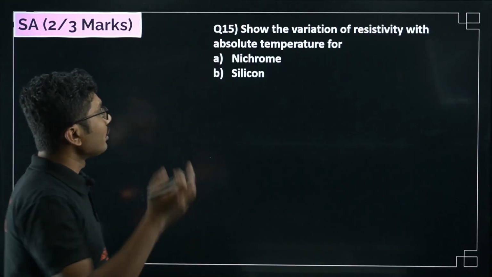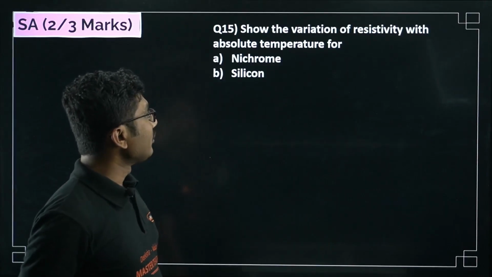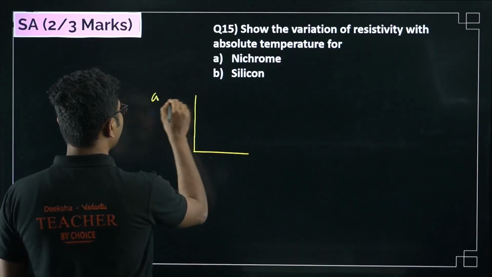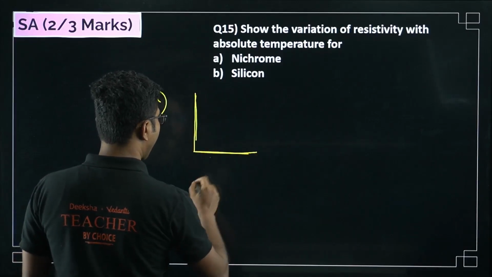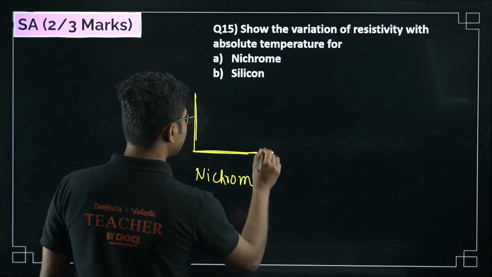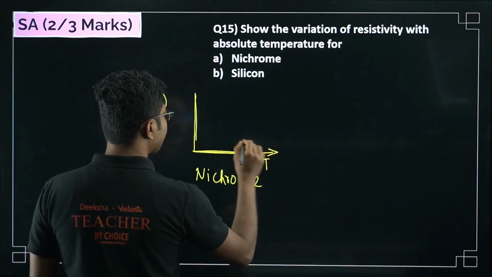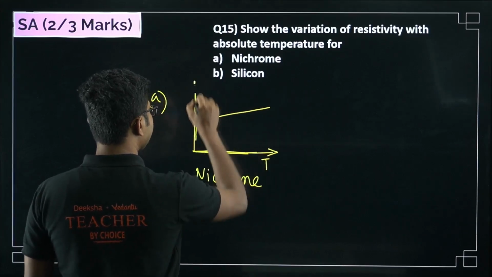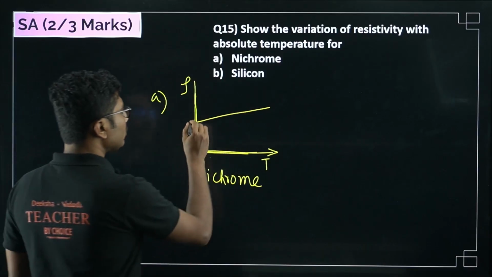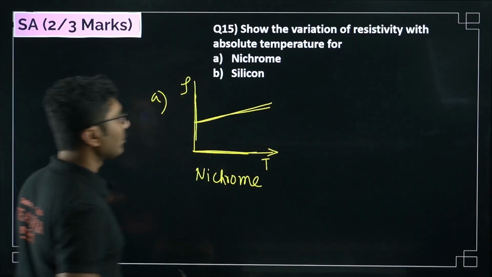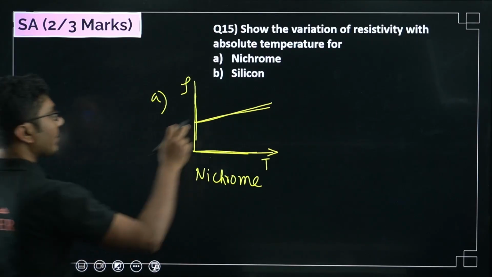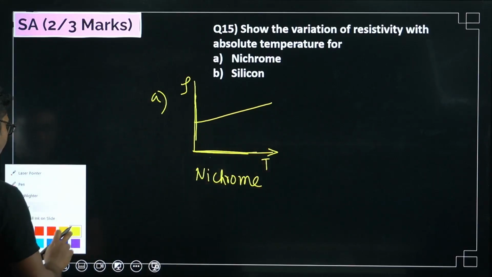Now, show the variation of resistivity with absolute temperature for nichrome. So how does nichrome change? For nichrome, the resistivity with absolute temperature is almost constant. It does not change very much, so it is almost constant with a small slope. This is the change of resistivity of nichrome wire. It is a straight line. Remember that it is a straight line, not any curved line, and the slope is very small.